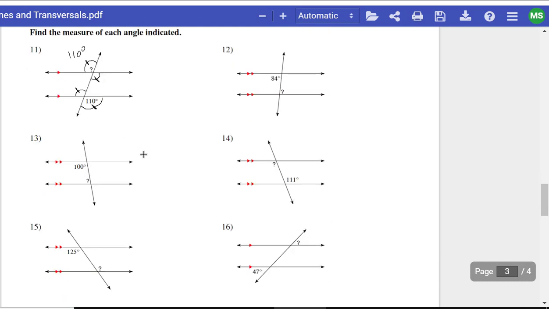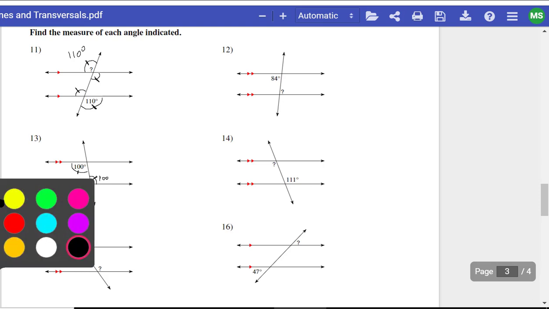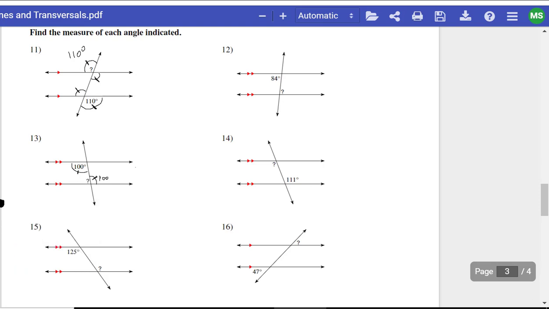Now, you might be a little stuck right here for number 13, but if you understand this, you understand, hey, these are alternate interior angles. So then this plus this equals 180. So this is 100 right here. How much to get 180? Because it makes a linear pair, this guy has to be 80 degrees.